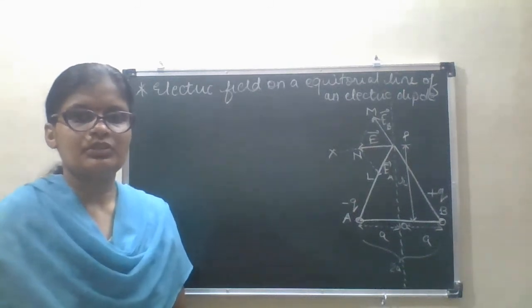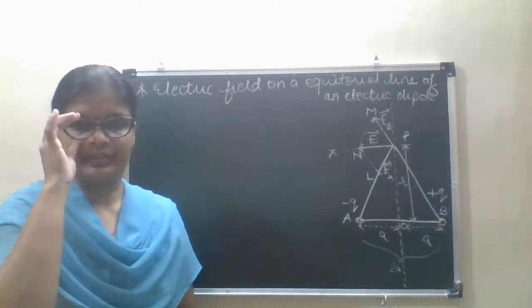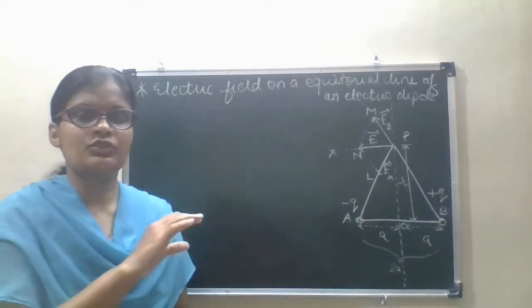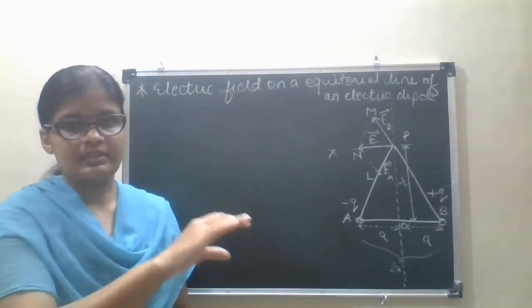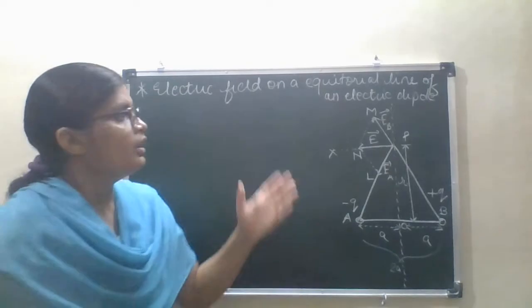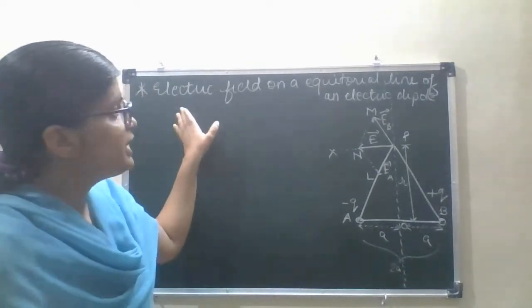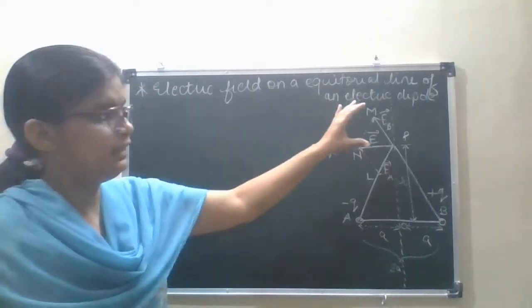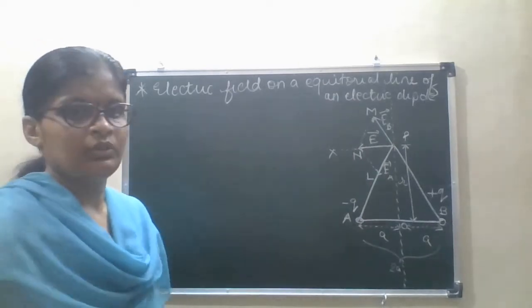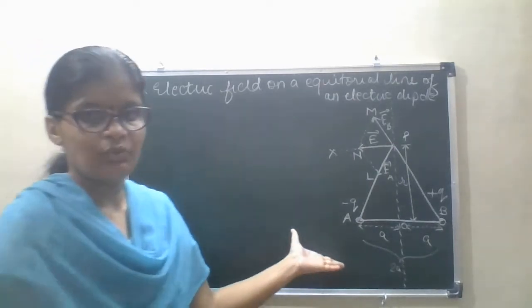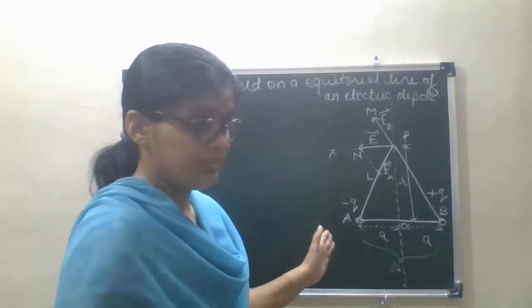So today we are going to learn the next article. As you have already studied the dipole placed on the axial line, now we are going to study the electric field on the equatorial line of the electric dipole. Okay, so now let us see what is drawn in the diagram or the figure.